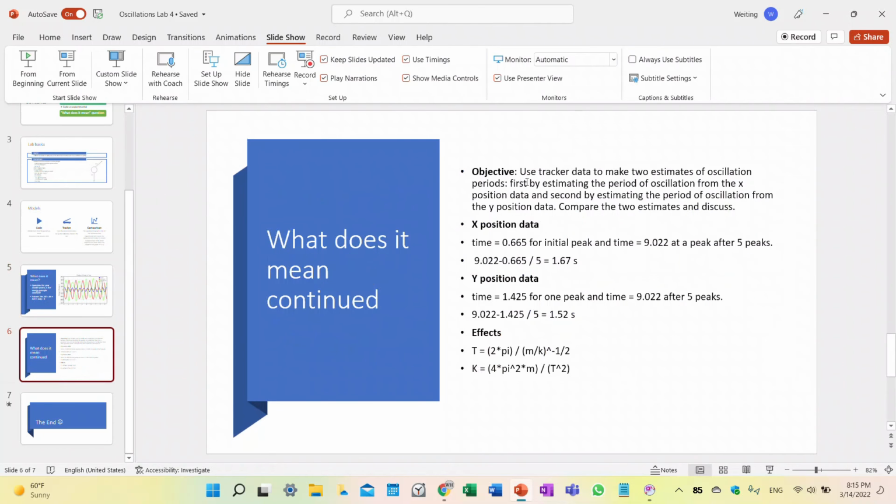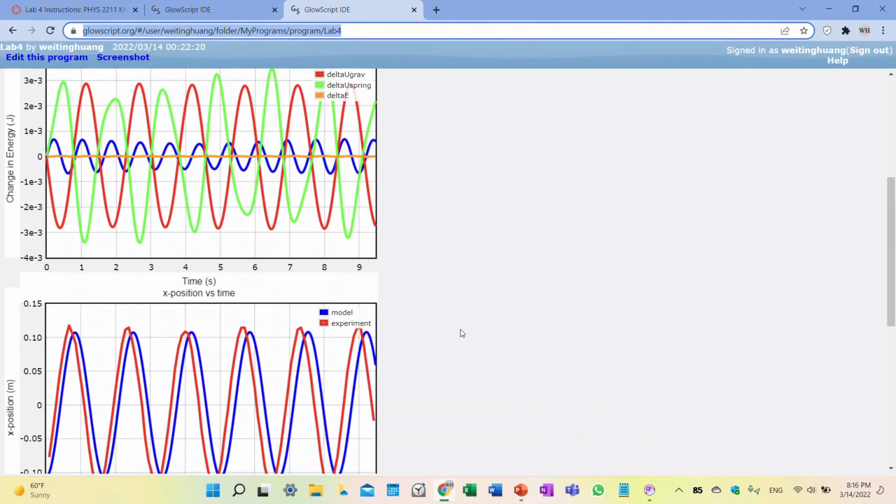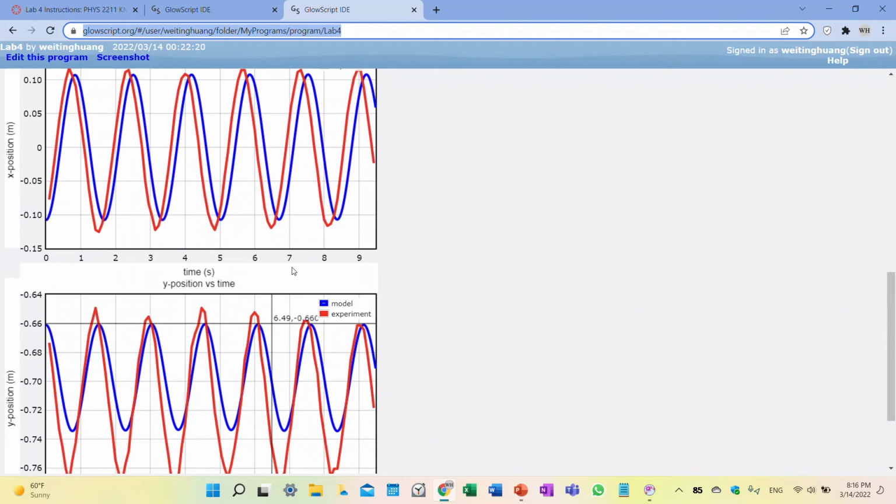And so for the what does it mean continued, if I were to get two estimates of oscillation periods using X and Y position data, if I found the time for one peak and then another time after 5 peaks, I'd get 1.67 seconds for the X position and 1.52 for the Y position. And these values affect K, which is the spring constant in this experiment, and that's what possibly caused the experimental trend to deviate a little bit from the model's trend.